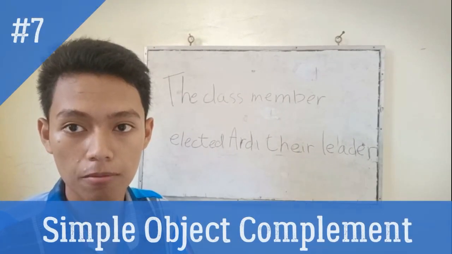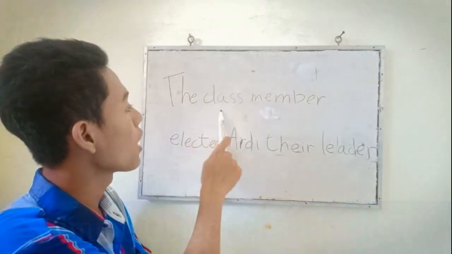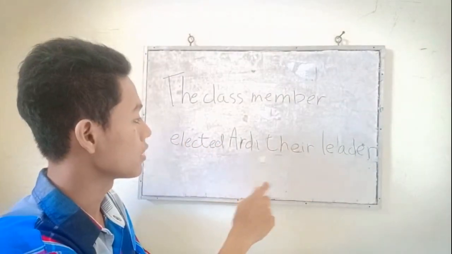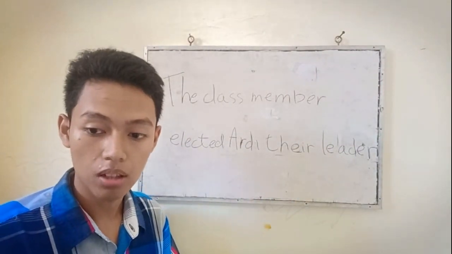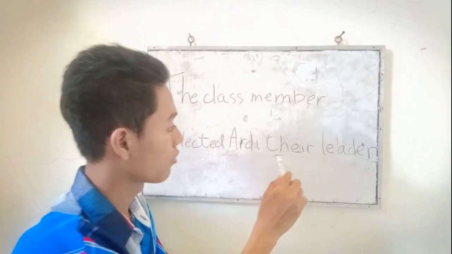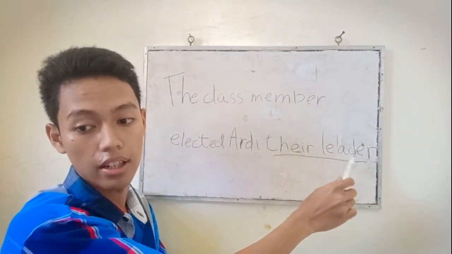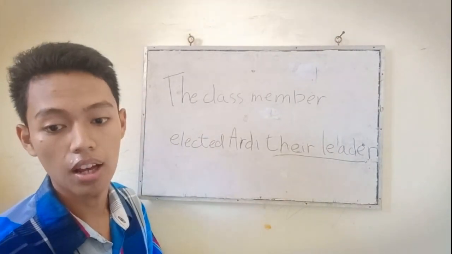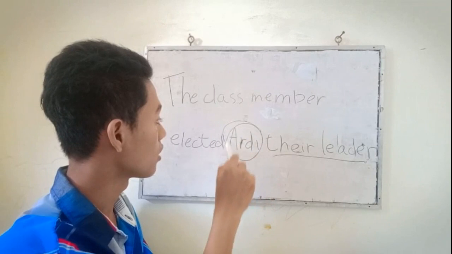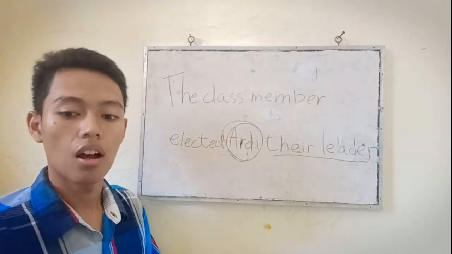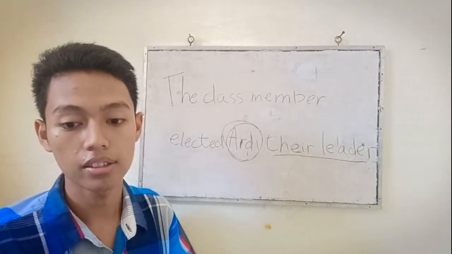Example of object complement. In this case, we see: The class members elected Arya their leader. In the example above, the object complement is their leader. This is because the phrase their leader is a complement that gives information to the object, which in the example is our friend.